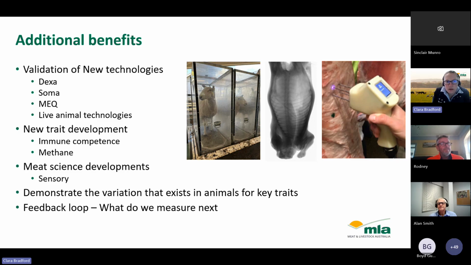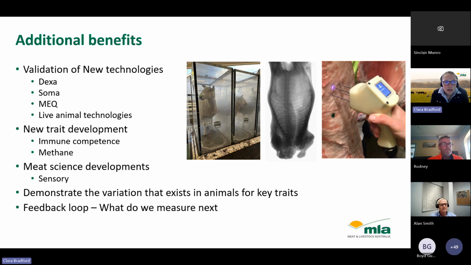It's also assisted with the development of new traits. So throughout the process, we've particularly recorded things like immune competence and methane. And the beauty about that is it allows us to correlate those new traits to our production traits that we're already recording and interested in, and also understand the variation in those traits and the ability we have to select for them, plus then build the reference that we need to develop commercial DNA tools.